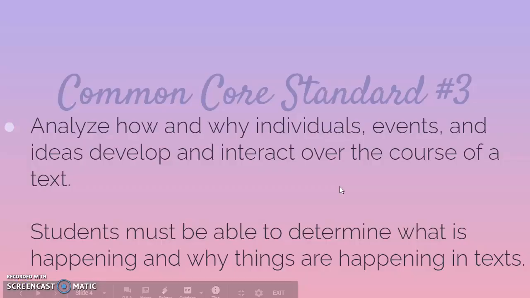The Common Core Standard 3: Analyze how and why individuals, events, and ideas develop and interact over the course of a text. Students must be able to determine what is happening and why things are happening. As an example, you have to understand why someone in a story is sad or expressing any other emotion and what they do about it.